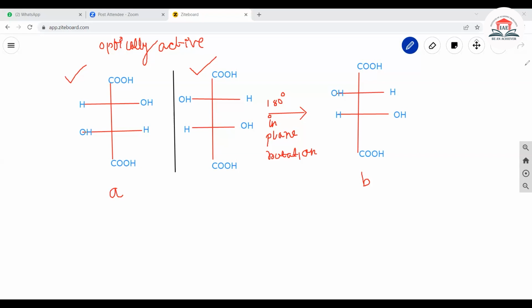You can take a screenshot. This question had come previously in the semester. Draw all the isomers of tartaric acid. Yes, ma'am. Take it. Done. Okay. Clear for you.